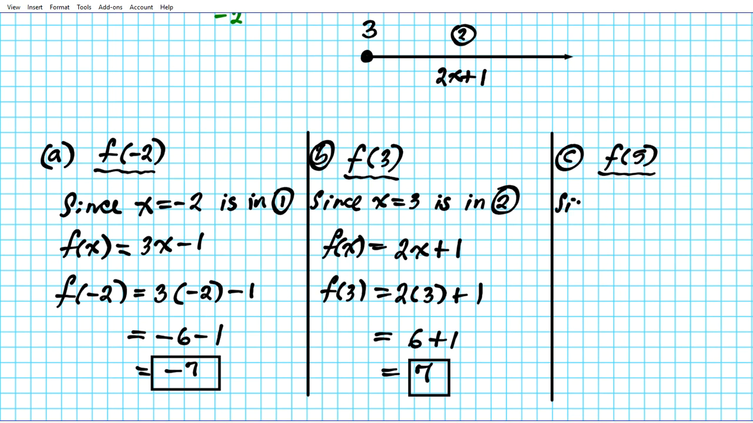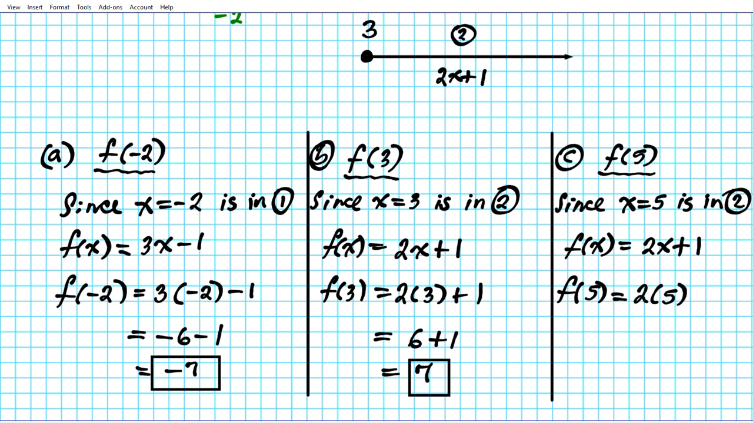Since x equals 5 is in interval 2, and anything on 3 or to the right is interval 2, the function is going to attain the expression 2x plus 1. So we evaluate the function at x equals 5, which is 2 times 5 plus 1. 2 times 5 is 10, plus 1. 10 plus 1 equals 11. That's the answer to part C.